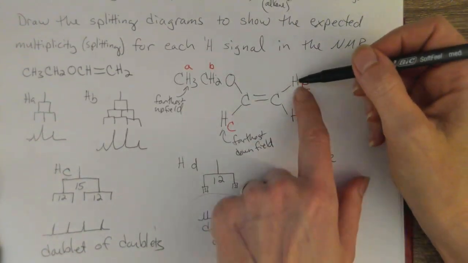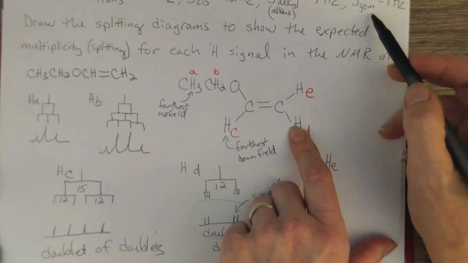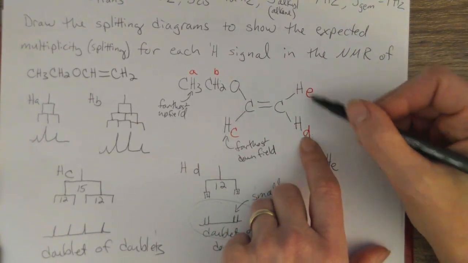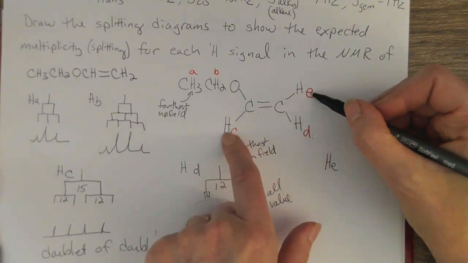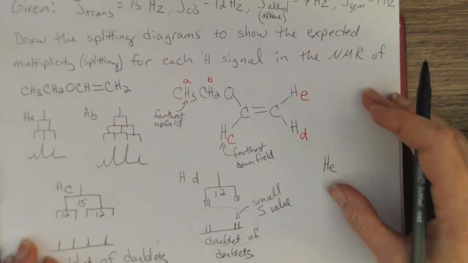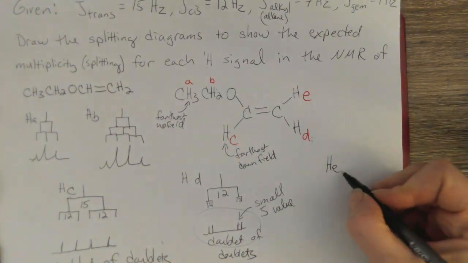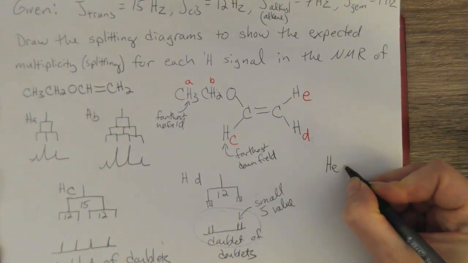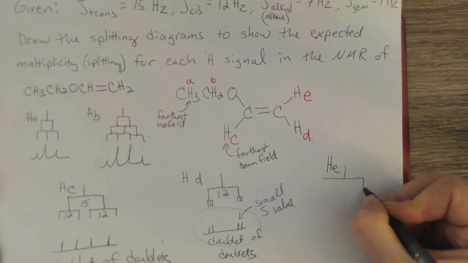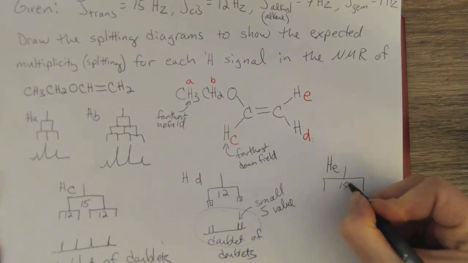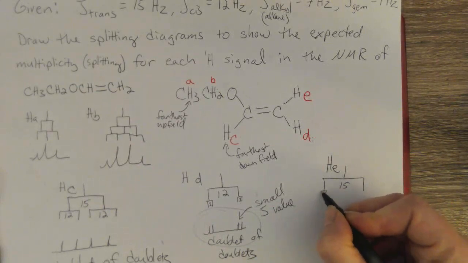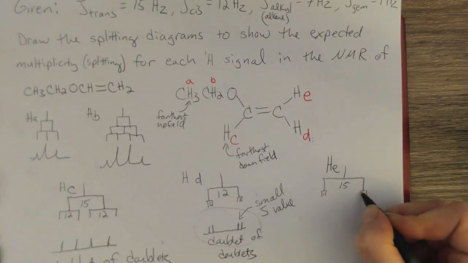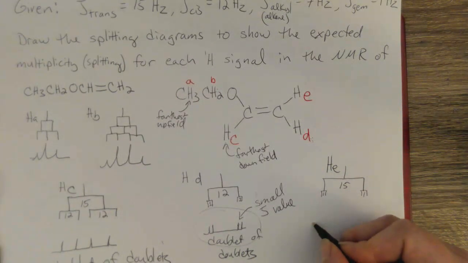All right, so HE has a geminal. HD is geminal to it, and then it has a trans to HC, so that's the 15 hertz one. I'll start with that one first. So here we have 15 hertz, and then the geminal split of 1. So again, another doublet of doublets.